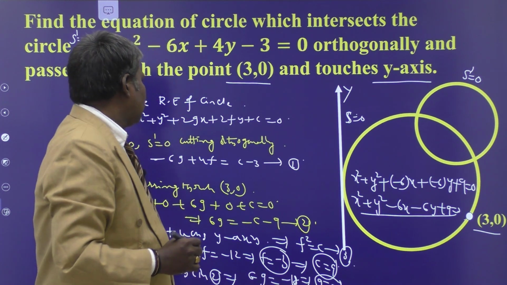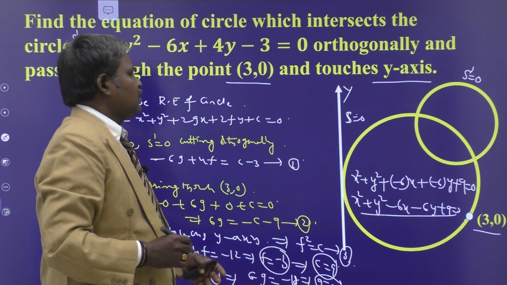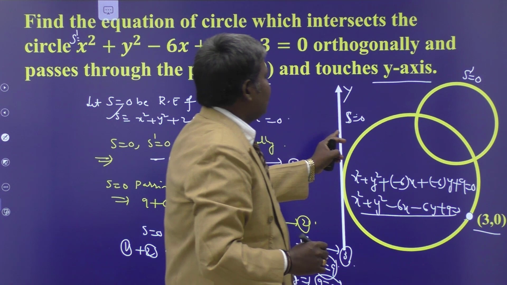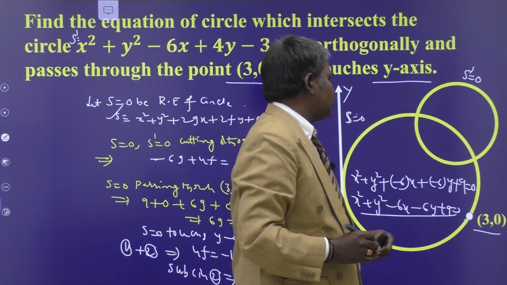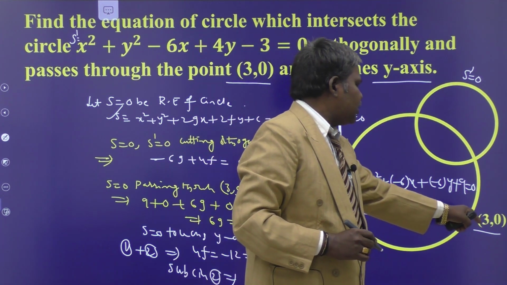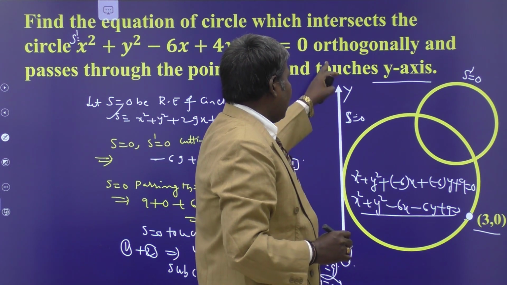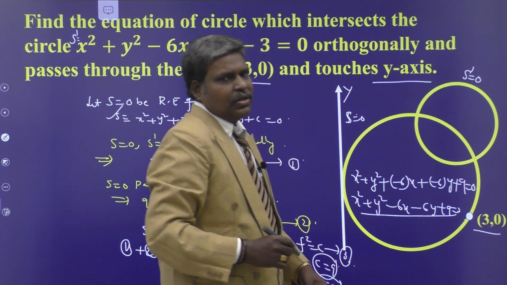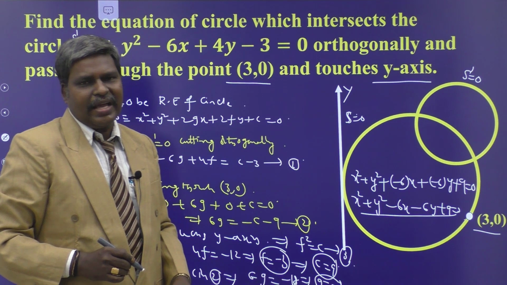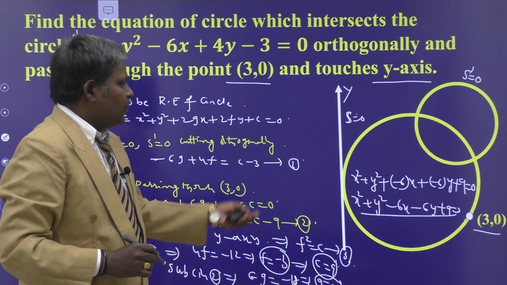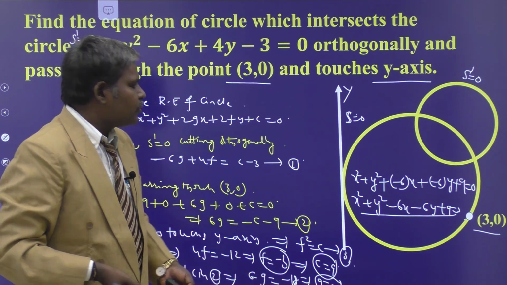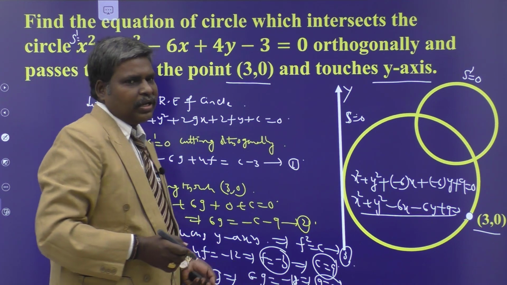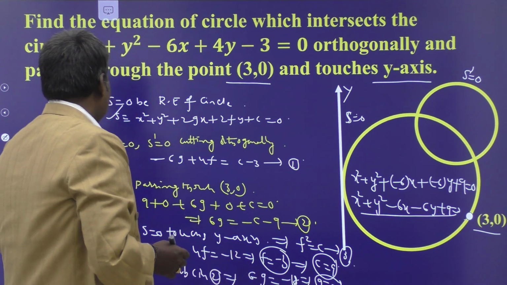This is the answer. So, what are the three conditions? Number one is the circle S equal to 0 intersects S dash equal to 0 orthogonally, and second one is passing through 3 comma 0, and third one is touches y-axis. When you are saying S equal to 0 touches y-axis, f square equal to c. If it is x-axis, g square equal to c. So, in this manner we can crack this one. Next one.